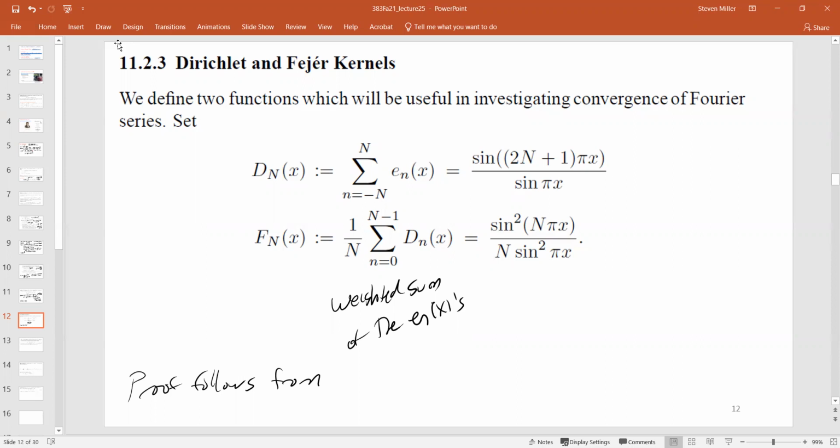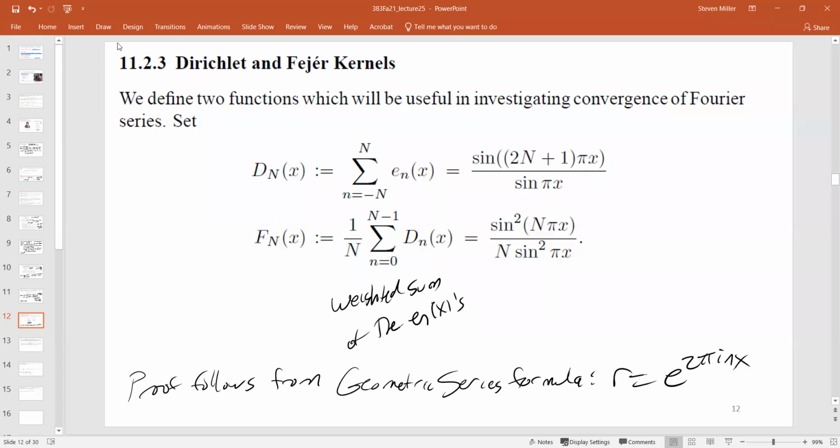Yeah, geometric series. This follows from the geometric series formula. The ratio is just e to the 2 pi i n x, and then it's just doing some algebra. But this just follows by using the geometric series formula applied to that. And then for the second one, we have to do a little bit more work. The second one is a little bit harder, but as a nice exercise, you can prove these two.